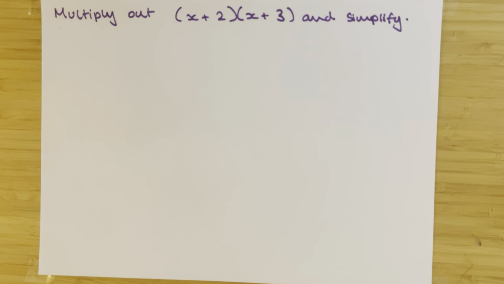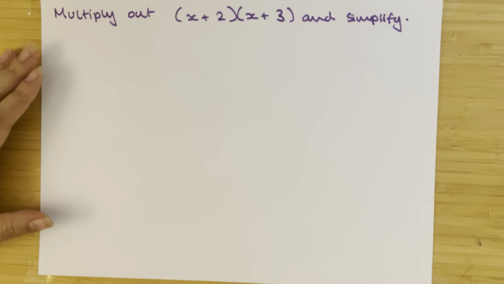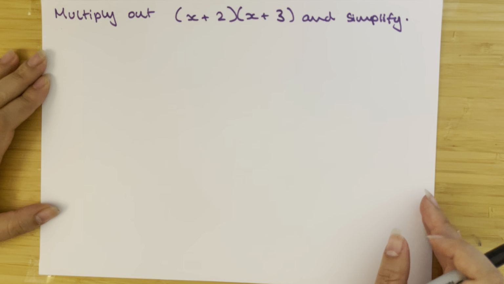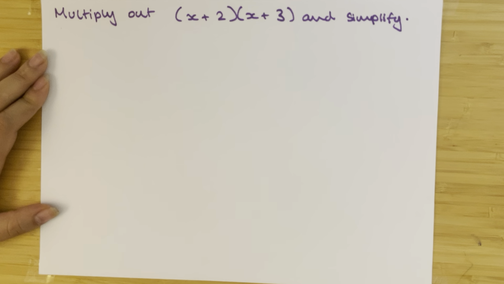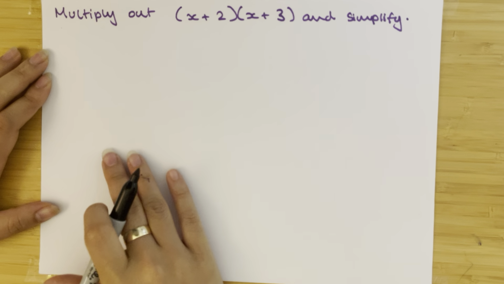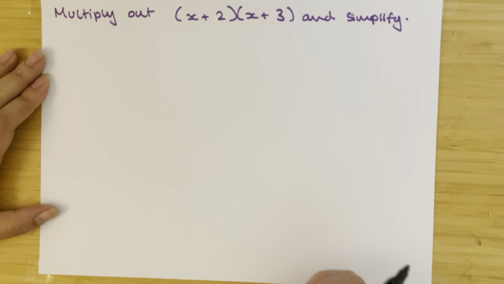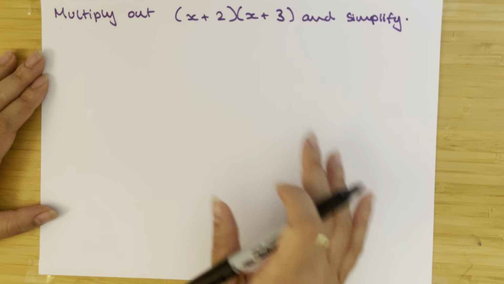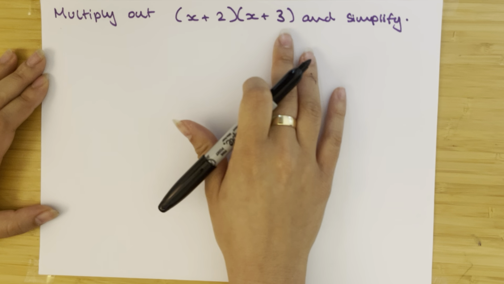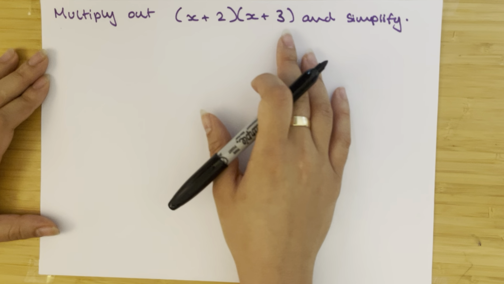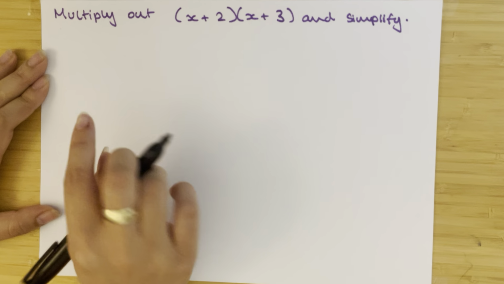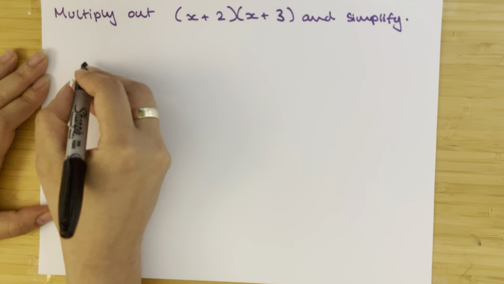Okay, so the question is asking us to multiply out this and then simplify it. This is something we're going to have to be able to do, and this is part of doing quadratics. So at some point we're going to learn how to do the opposite as well. But to be able to do the opposite, to get into this form, we need to know how to multiply out the brackets.